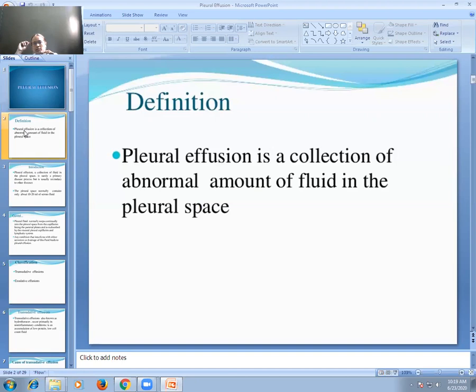Pleural effusion is the collection of abnormal amount of fluid in the pleural space. Pleural space is the space around your lung. Your lung has two coverings, two layers of pleura around the lung, visceral pleura and parietal pleura. In between visceral pleura and parietal pleura, there is a pleural space. In that pleural space, the abnormal collection of fluid is called pleural effusion. This abnormal collection of fluid can be water, pus, blood, chyle, anything.